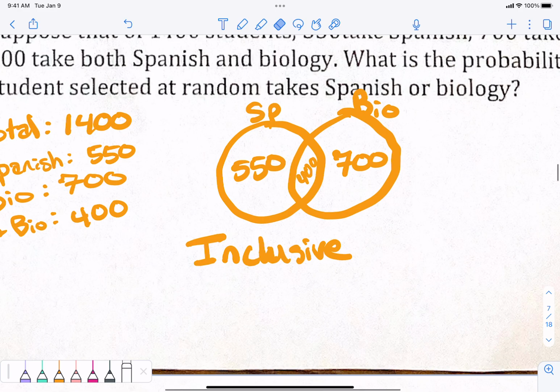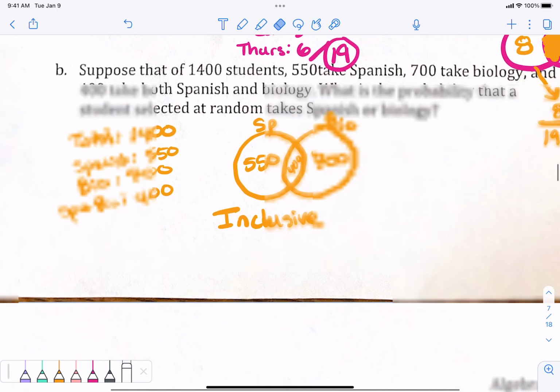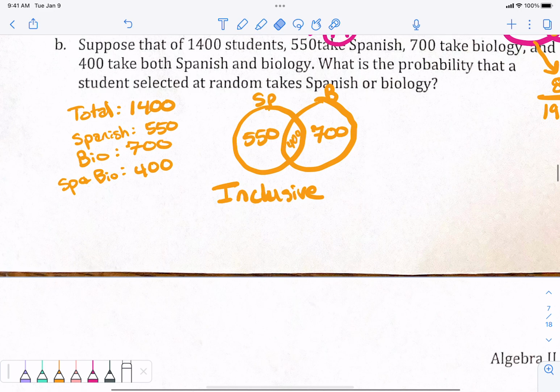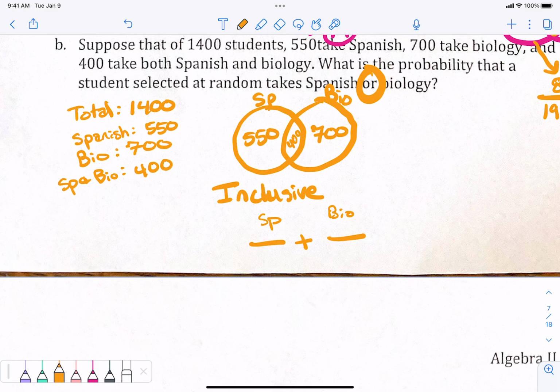Here we go. What is the probability that a student selected at random takes Spanish, here's that word, or biology? Okay, so we're going to do Spanish, we're going to do biology, and we're going to add them together. Here we go. Spanish. What's the probability that I have a Spanish student? 150 out of 140. Now, I'm going to do 550 out of 1,400.